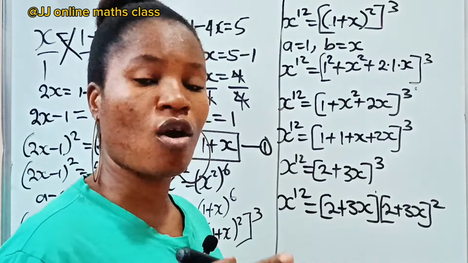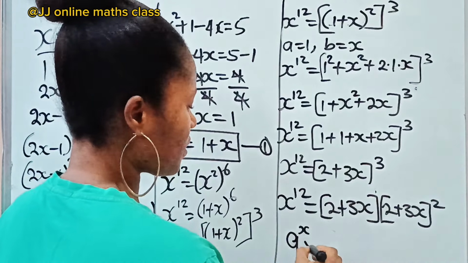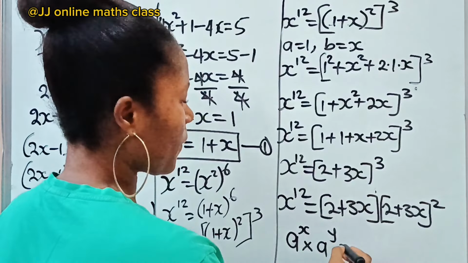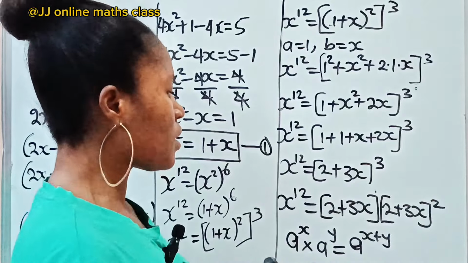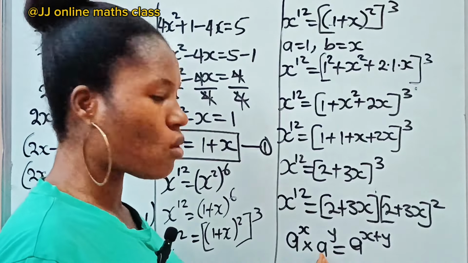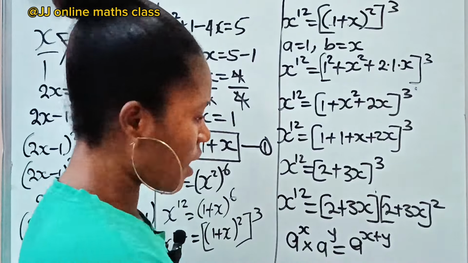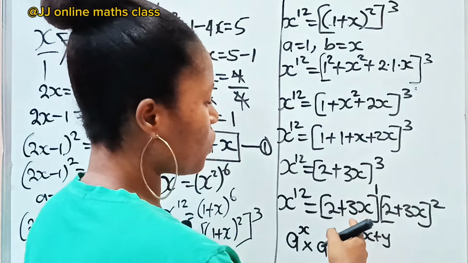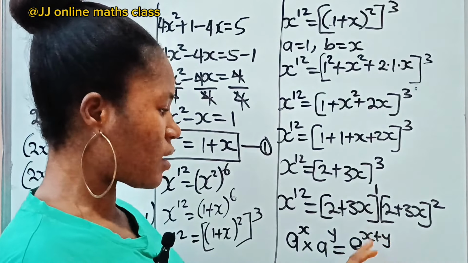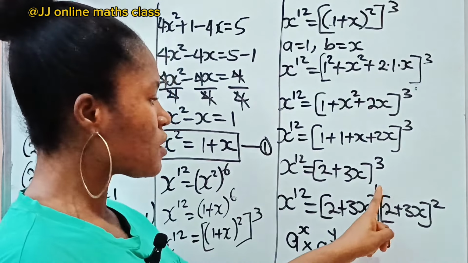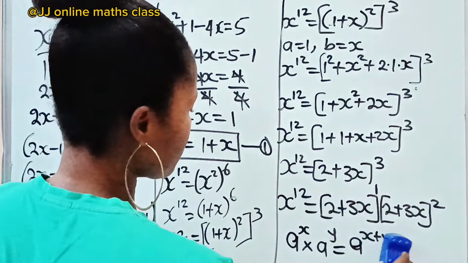There is this law of indices that states that a to the power of x times a to the power of y is equal to a to the power of x plus y. So what this means is that if you have the same base, you just add the powers once they are multiplying each other. So in this case, this is the same thing as 2 plus 3x to the power of 1. So we have the same base as 2 plus 3x, right? In this form, now this is 1 plus 2 to give us this 3. All right, so let's continue then.